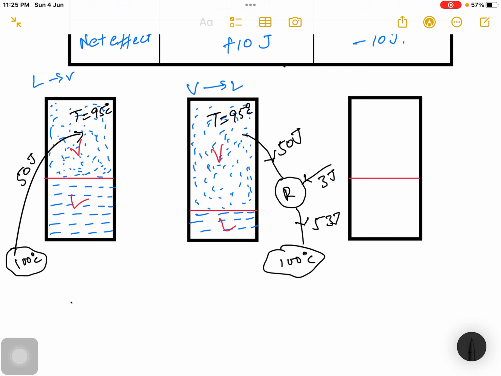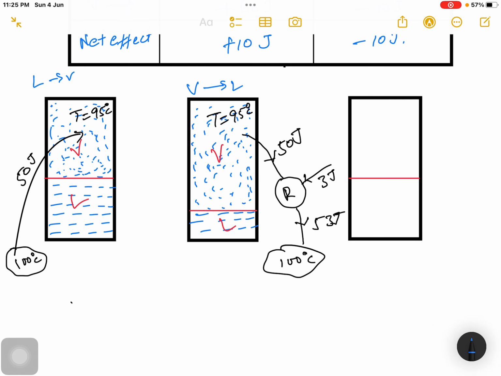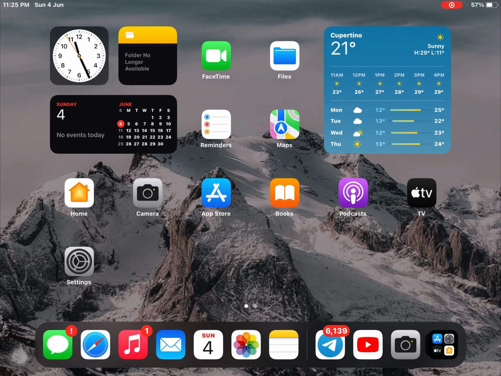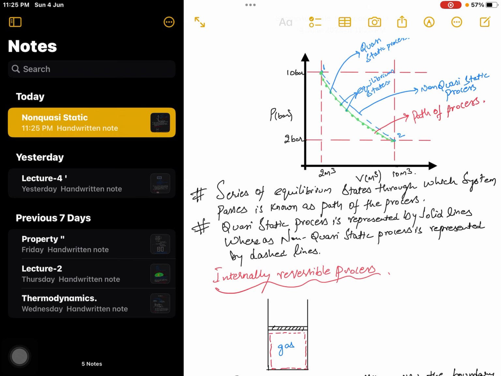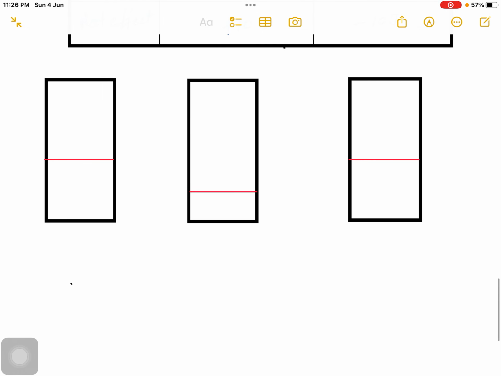This vapor. The surrounding temperature is 100 and the system temperature is 95 degrees Celsius. I am extracting the heat of 50 joules from the surrounding, and again I am converting this vapor into liquid. The source temperature is 100 degrees Celsius. The system temperature is 95 degrees Celsius.